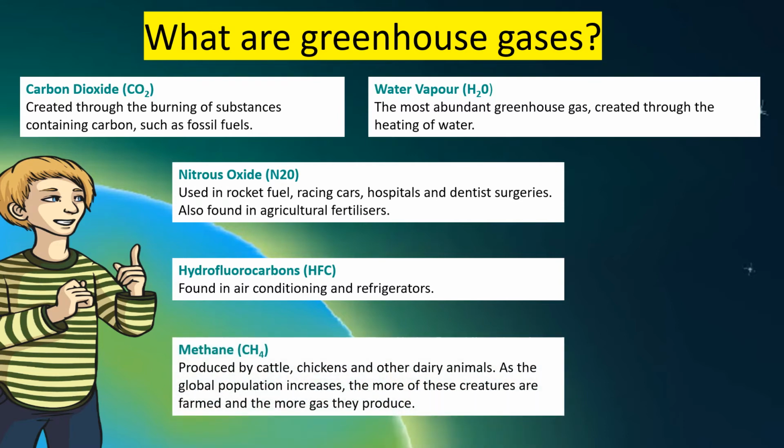Methane. Methane is produced by cattle and dairy farms. All these greenhouse gases are increasing day by day because of human activities and they are capturing the heat present in the atmosphere and increasing the temperature of the earth.